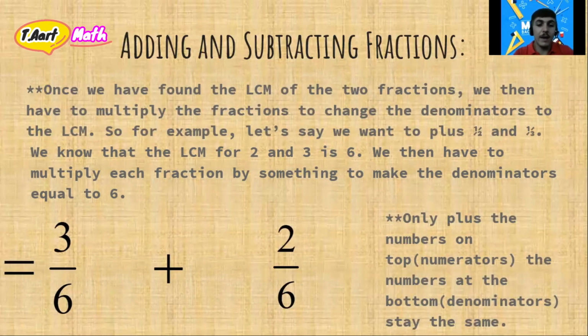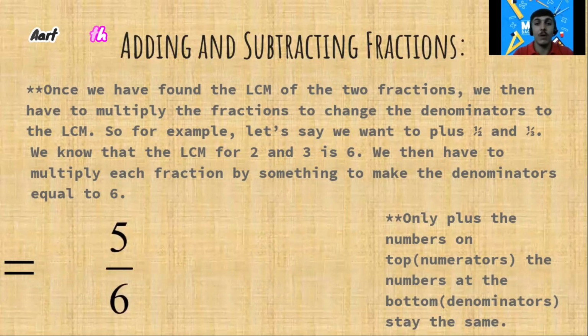And when we're adding or subtracting fractions, we only add or subtract the top numbers, the numerators. The denominators will stay the same. So 3 plus 2 is going to be 5, and the bottom stays the same. So our final answer is 5 over 6.